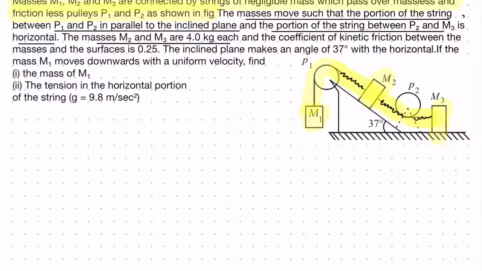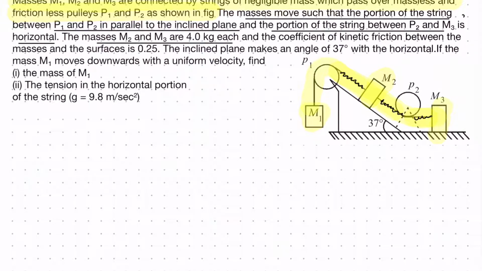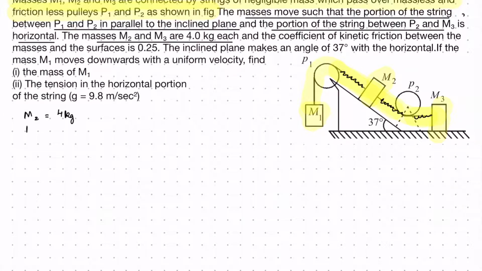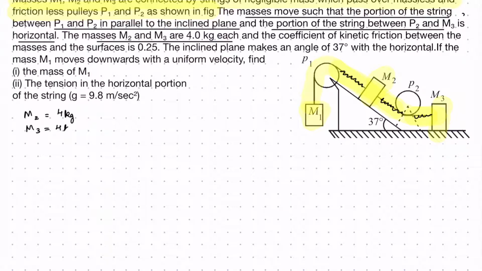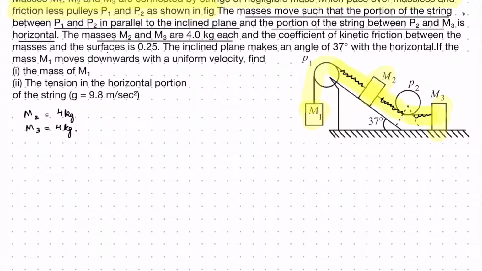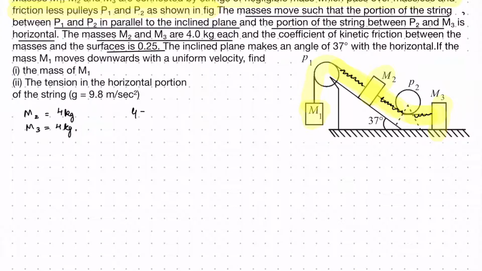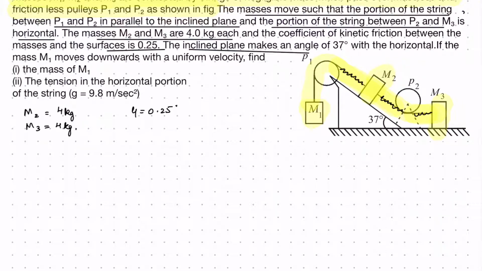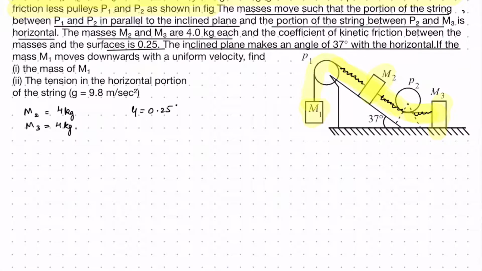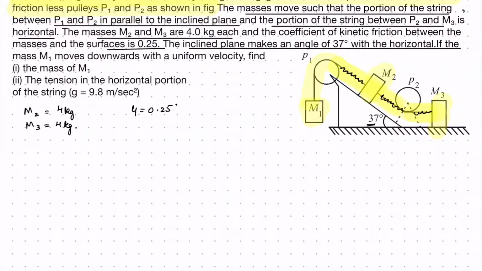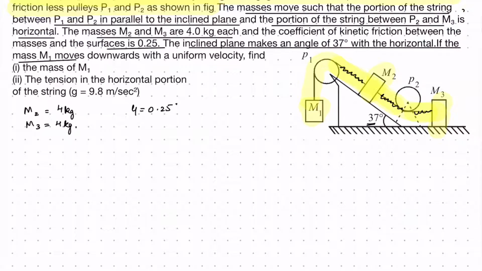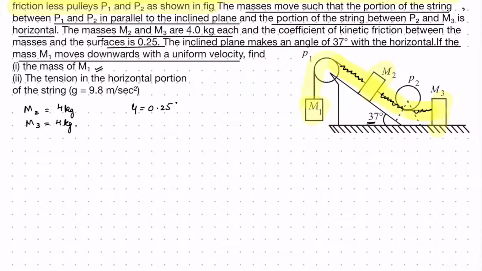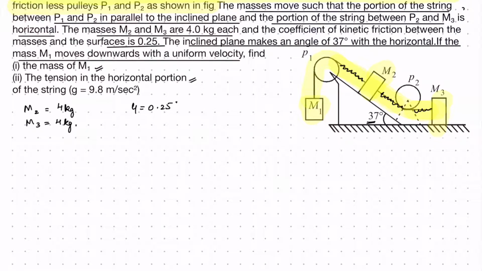Masses M2 and M3 are of 4 kg each. So the value of M2 and M3 is given to you as 4 kg. And the coefficient of kinetic friction at all surfaces is 0.25, so mu for all surfaces is 0.25. The inclined plane makes an angle of 37 degrees with the horizontal. If mass m1 moves downward with a constant velocity, then find m1 and the tension in the string.